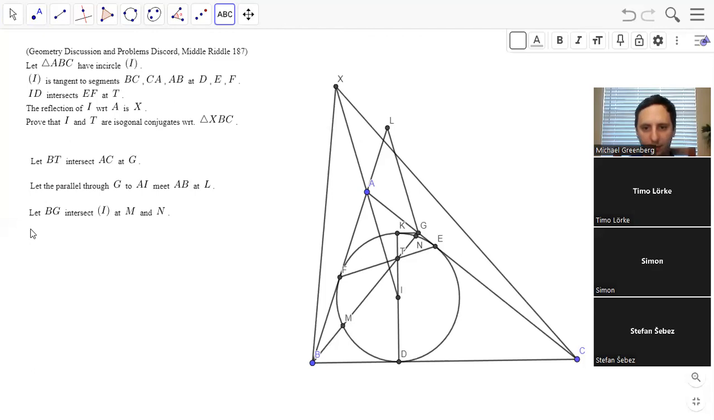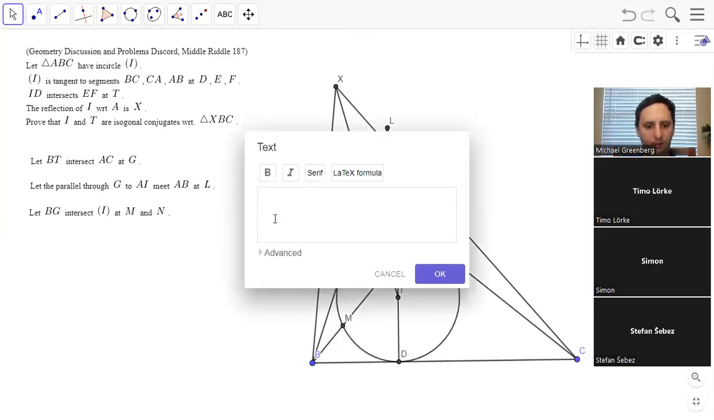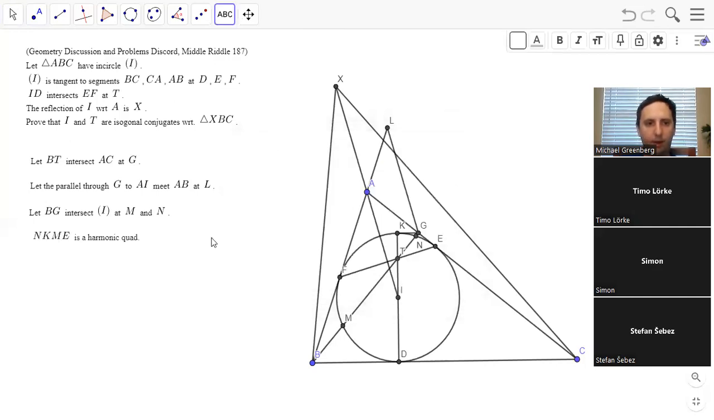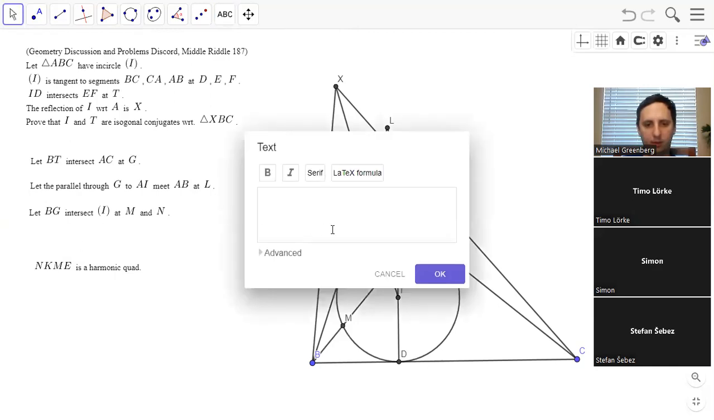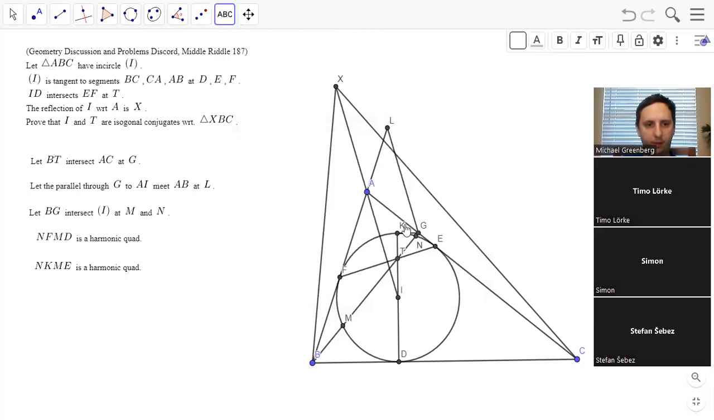So we have N, K, M, E is harmonic. That's a harmonic quadrilateral. And then if we project through T, well, we want to show this, but we know that N, F, and V is harmonic. This is because NF and the tangents at N, M and the tangents at F and V concur.